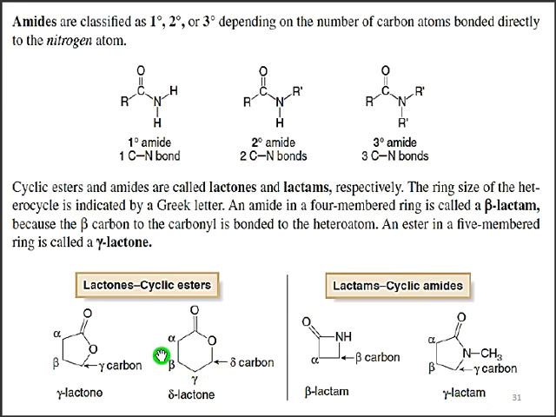And the same thing for the esters. We have alpha, beta, gamma, and we have alpha, beta, gamma lactones. That means the alpha, beta, gamma here is used to indicate the size of the ring.